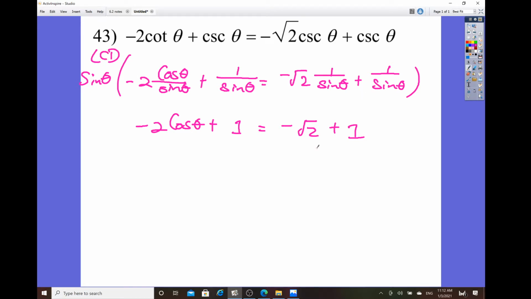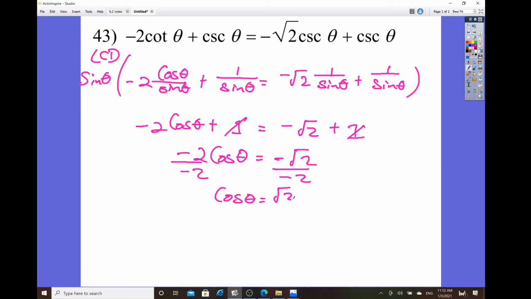Now with the rest of this, we combine the constant terms together. We want to isolate the cosine theta term, so the 1 cancels out, and what's left on the right hand side is just negative root 2. Then divided by negative 2 on both sides, we have cosine of theta equals root 2 over 2. Keep that in mind, this is one of those special ratios of cosine of theta.